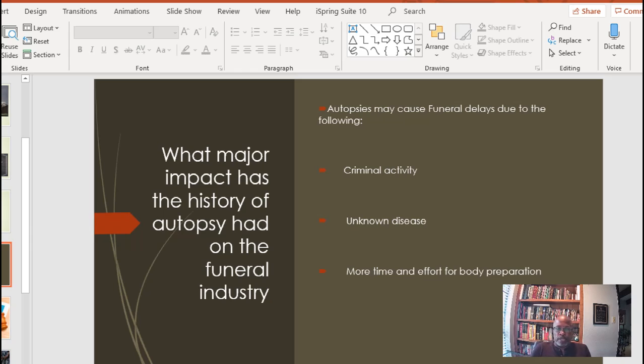It'll soon be over, but you could probably say it creates more time in the prep room preparing the body, being that you have to stitch the autopsy cuts up. So maybe an hour or so more prep time, but nothing major.